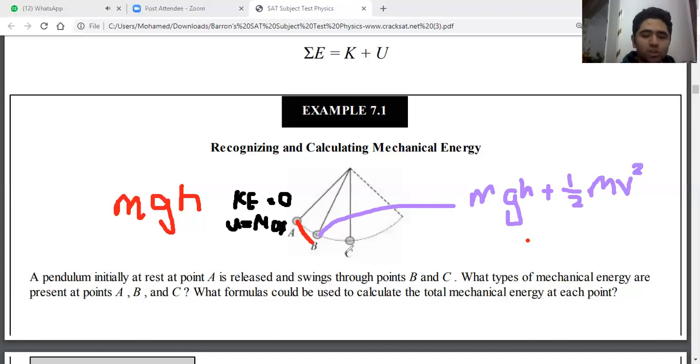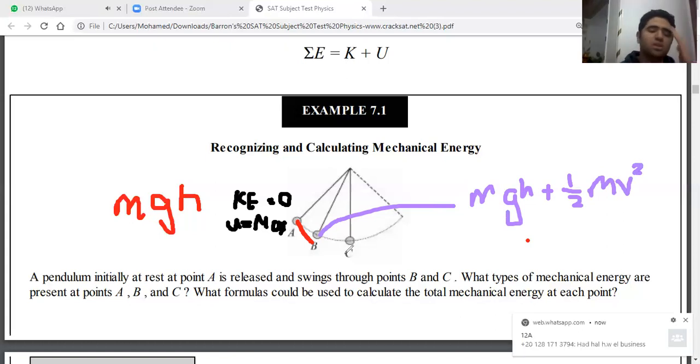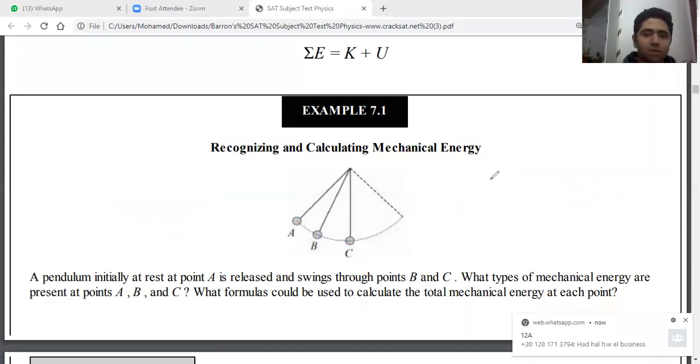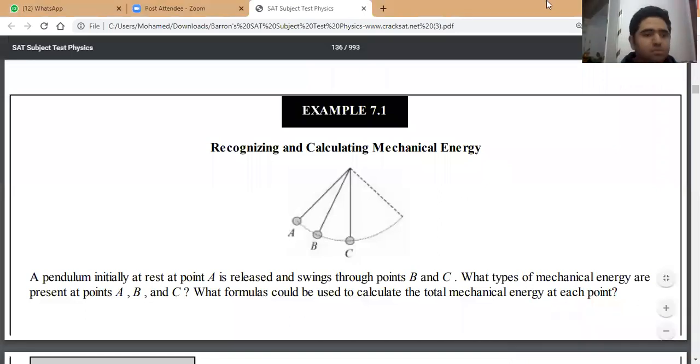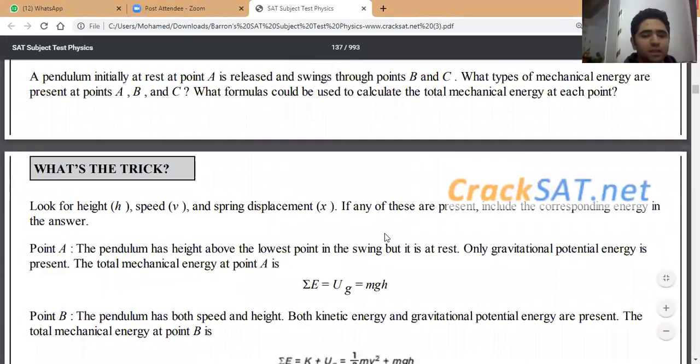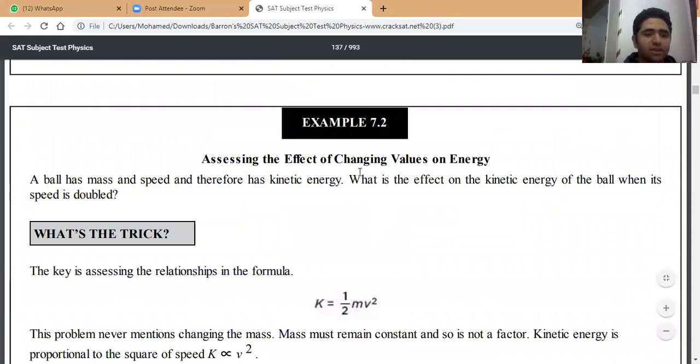And then we've reached point C. In point C, we don't have any potential energy whatsoever. It's all been converted to kinetic energy. So at point C, we have half mv squared. So these are the answers.